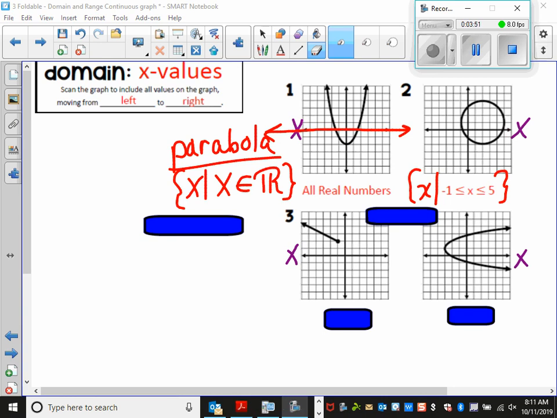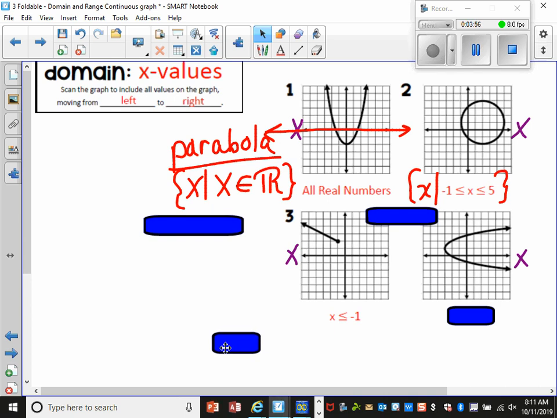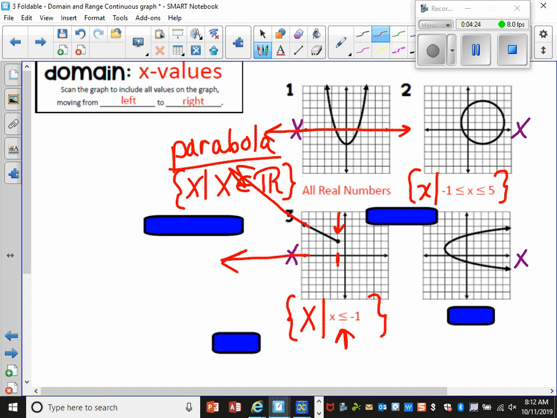Okay, let's take a look at question number 3. In question number 3, notice the X values do not begin until -1, right here. As the line is pointing to the left, your X's are going to get smaller as you go in this direction. As this continues to go up, it's covering the x-axis to the left. Thus you see X such that X is less than or equal to -1.